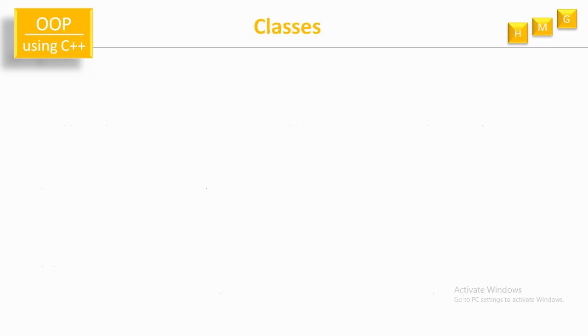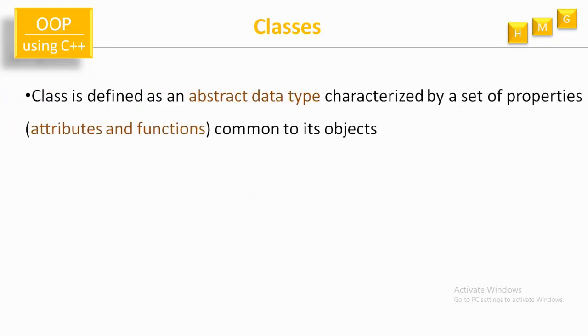Now the second concept of OOP is class or classes. What is a class? The class is defined as an abstract data type characterized by a set of properties common to its objects. So the class has two parts, attributes and functions. These are called the properties of the class, and these properties are common to all objects of that class. The class is a user-defined data type for objects.